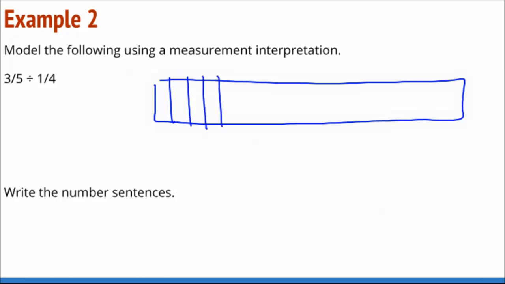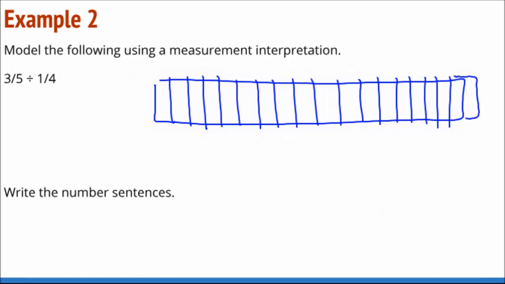1, 2, 3, 4, 5, 6, 7, 8, 9, 10, 11, 12, 13, 14, 15, 16, 17. Ooh. Let's see. 17, 18, 19, 20. All right. And I've got my 12/20ths. 1, 2, 3, 4, 5, 6, 7, 8, 9, 10, 11, 12. There's my 12/20ths.